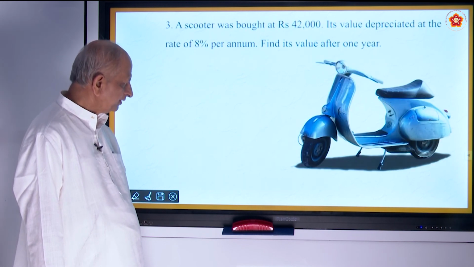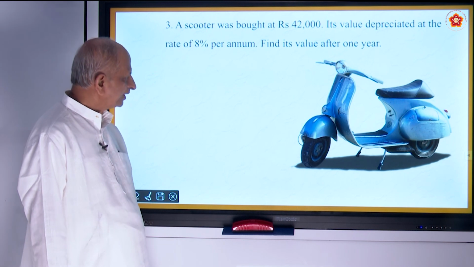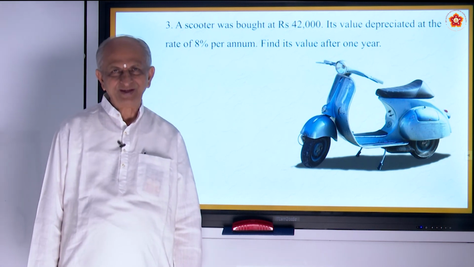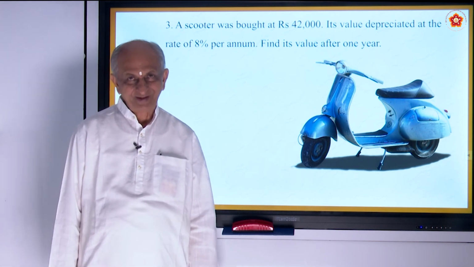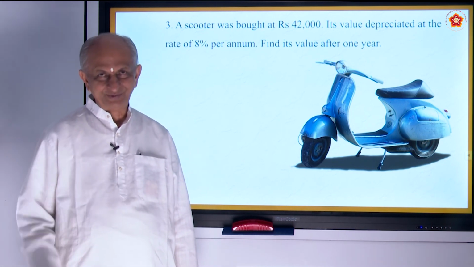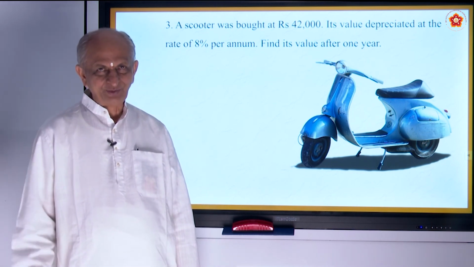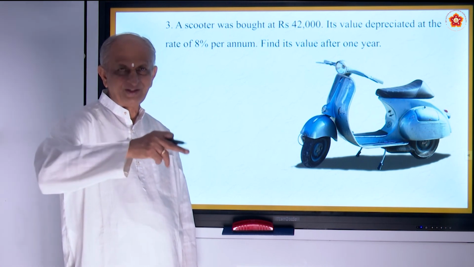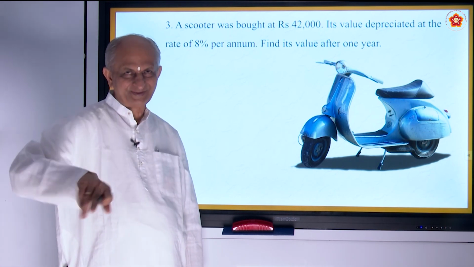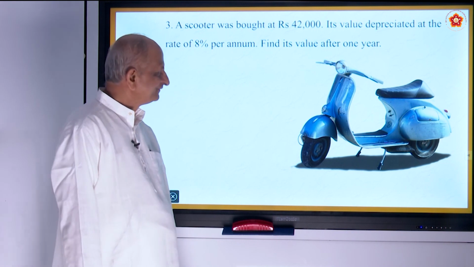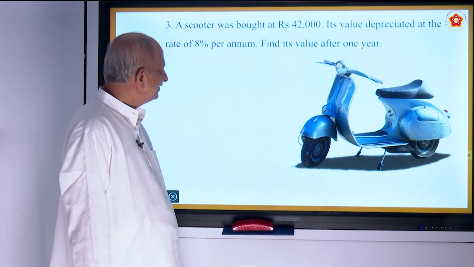And third question. A scooter was bought. How many know driving scooter? Oh, so many. No license for you at this age. You can ride a scooter only in your premises, not outside. Okay. Take license and then drive.